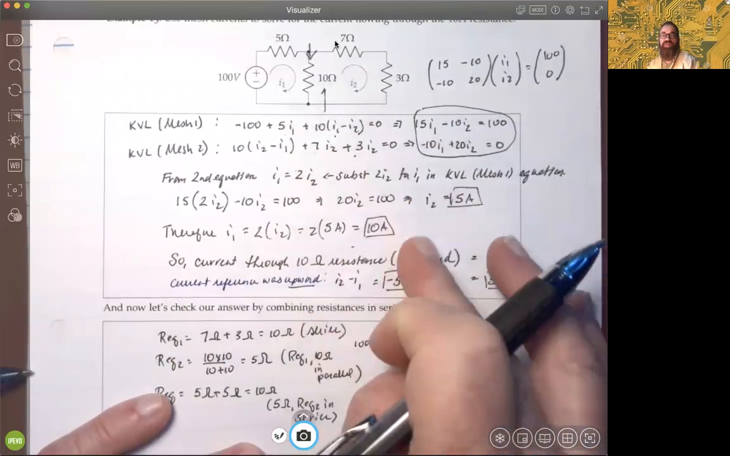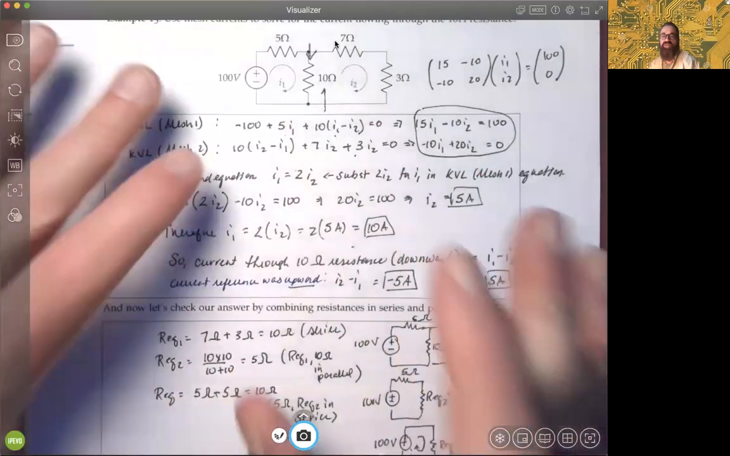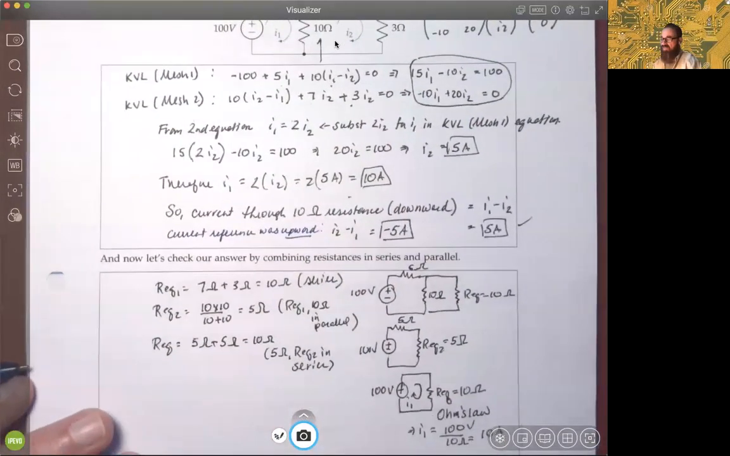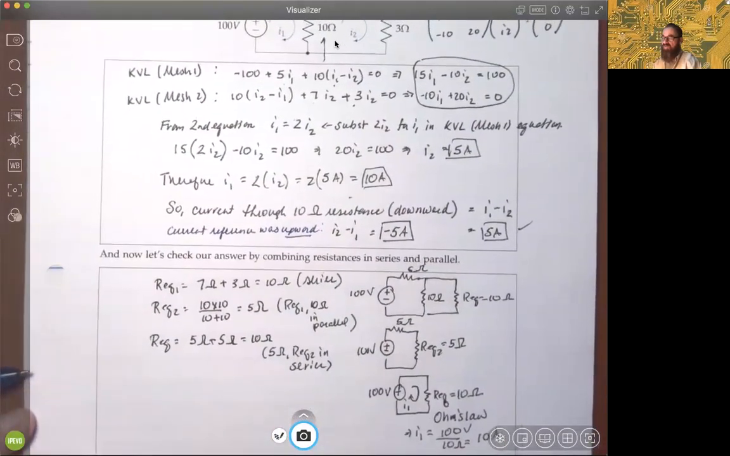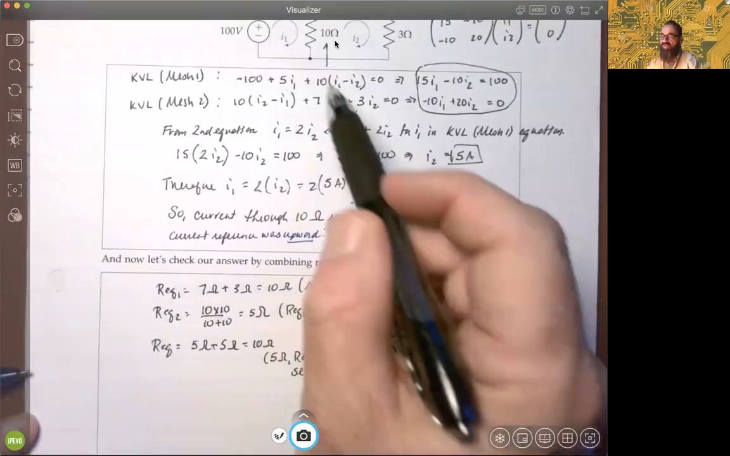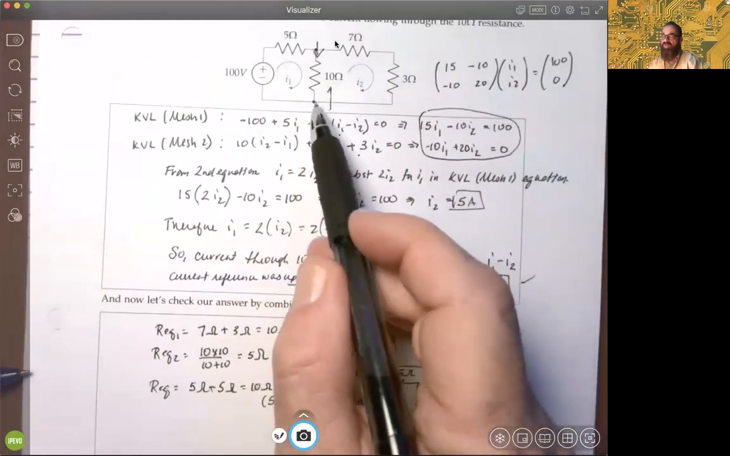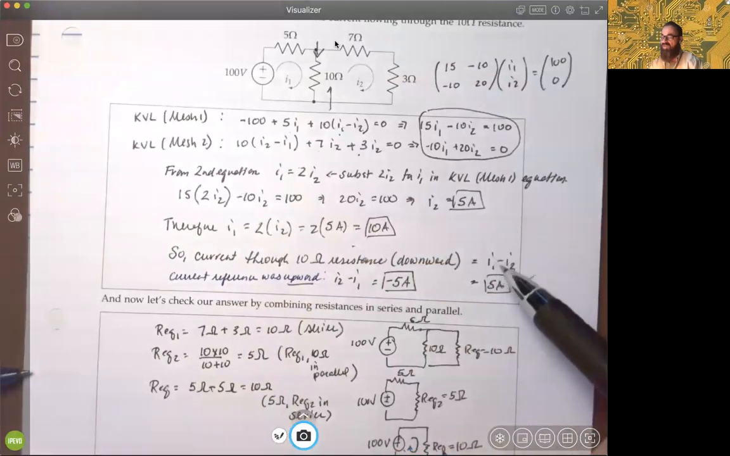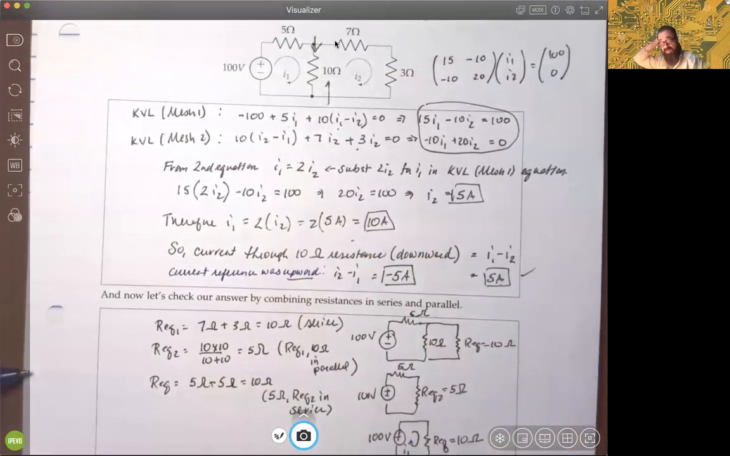We're doing it without knowing this, okay? So we know what the answers are, but we're trying to get the current through the 10 ohm resistance, where the reference direction is downward. We know the answer is 5 amps. Okay, so we're not there yet.